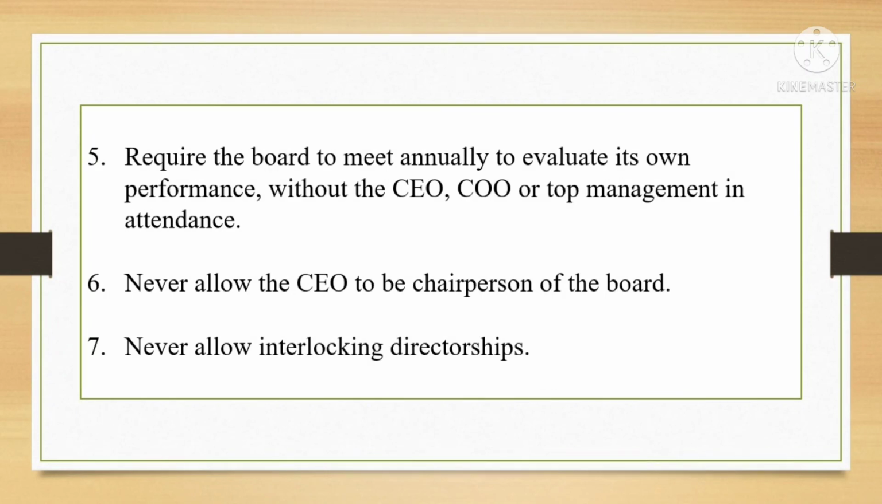Number 6, never allow the CEO to be chairperson of the board. It is to avoid abuse of the position. Number 7, never allow interlocking directorships. Because board members do not compete each other. Kailangan may pagkakaisa ang board of directors or board of members para sa success ng isang business.